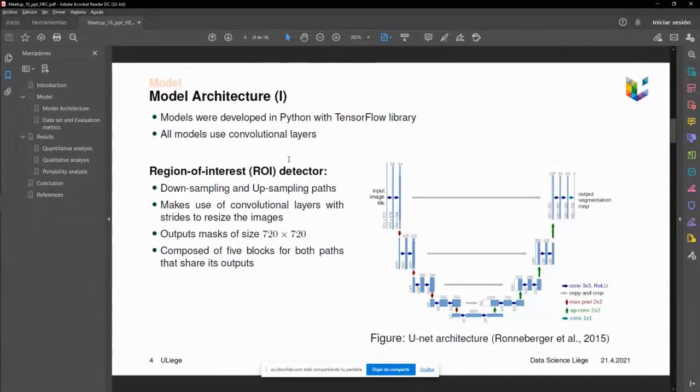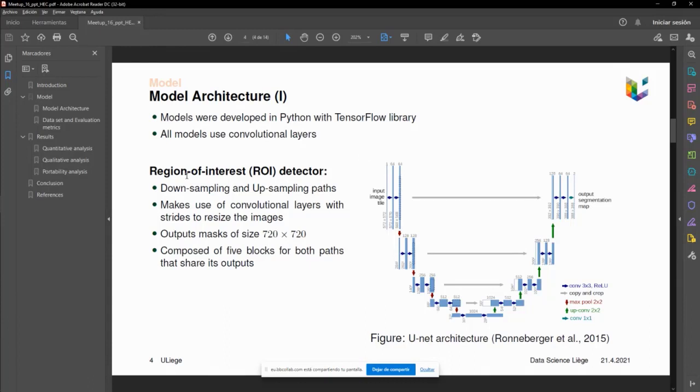Overall, in this project, we developed 3 different models. A region of interest detector that finds or detects the counter area, and the sequence predictors that take this counter area and produce a sequence prediction. All the models were developed using Python with the well-known library TensorFlow. As we are dealing with images, all the models make use of convolutional layers.